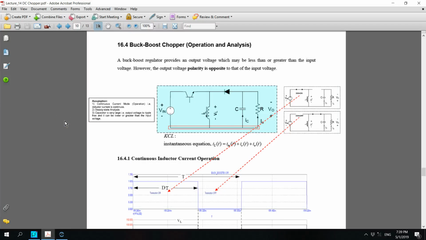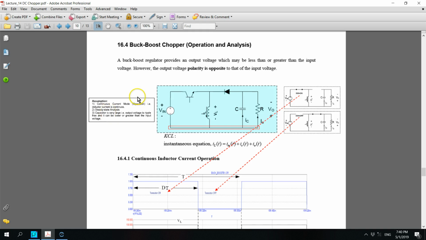Okay, so this is about the buck boost chopper circuit, one of the three DC-DC choppers that we're going to discuss in EPO 510. So it's a buck boost chopper. The operation of the buck boost chopper is mainly to step up and step down.